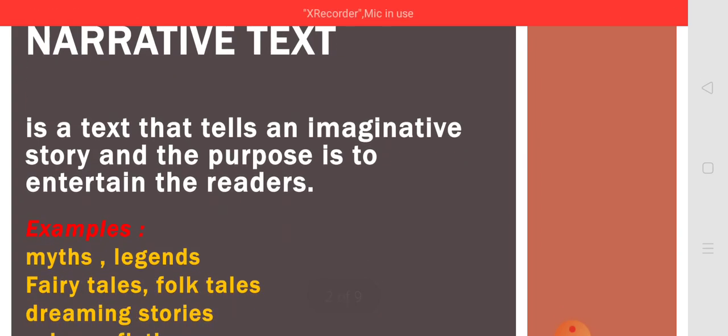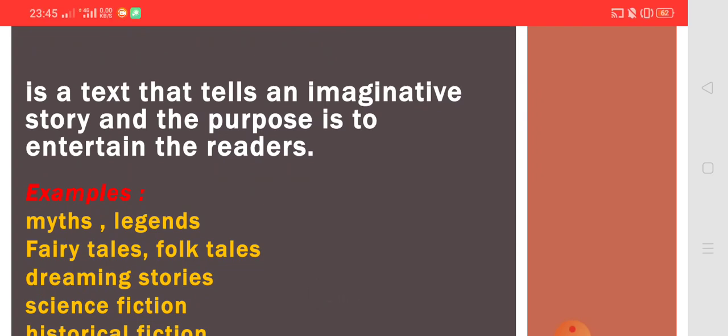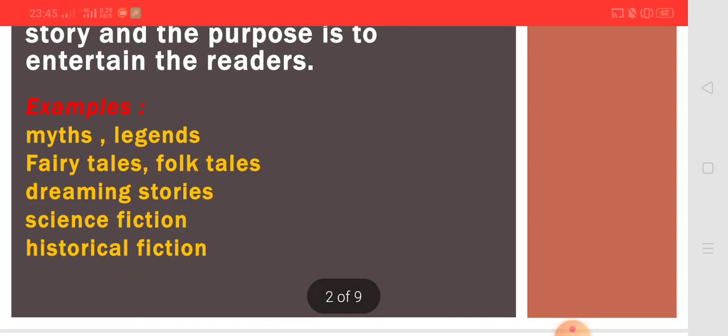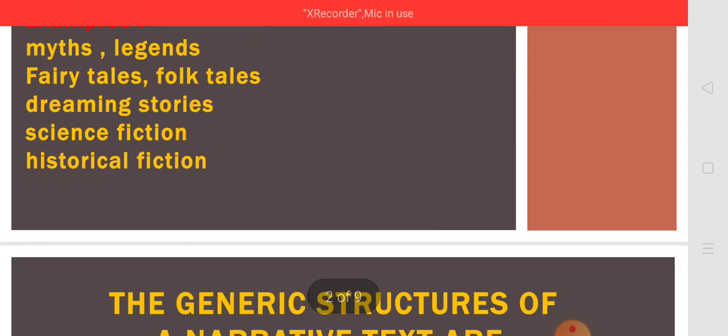First, this is what we call narrative or short story text. This is a text that tells an imaginative story, and the purpose of the text is to entertain the readers. There are some examples that we have learned in last grade about narrative or short story. The first are myths, legends, fairy tales, folk tales, dreaming stories, science fiction, historical fictions, and etc.